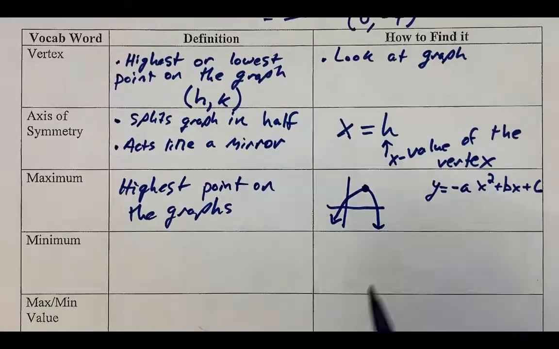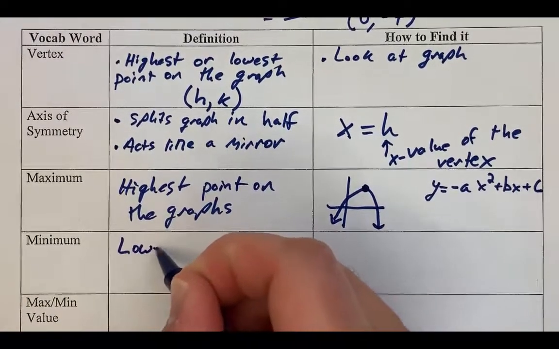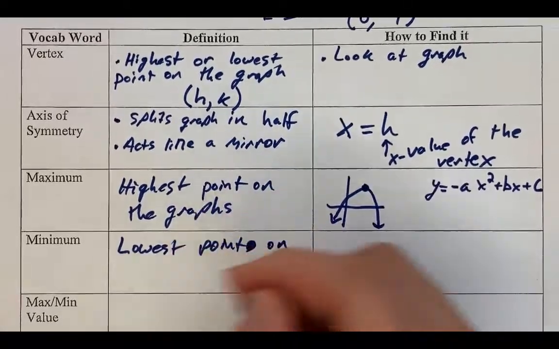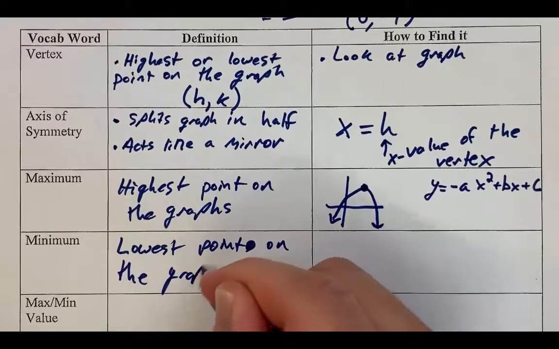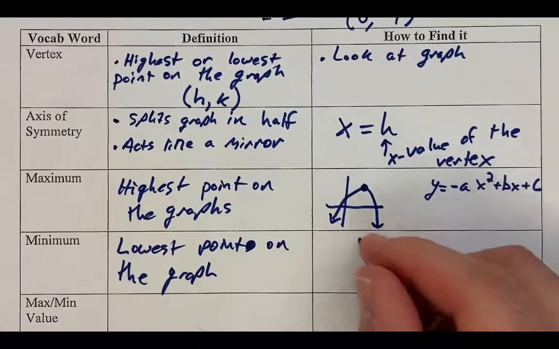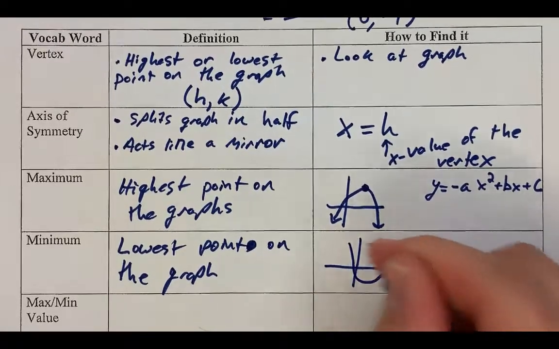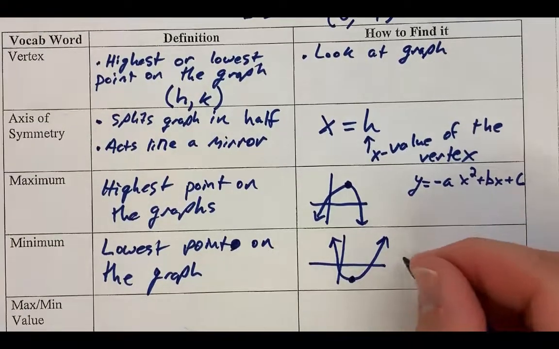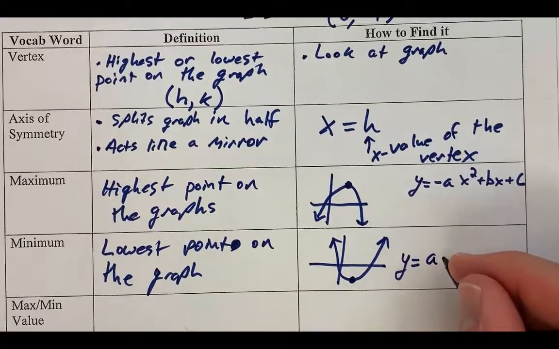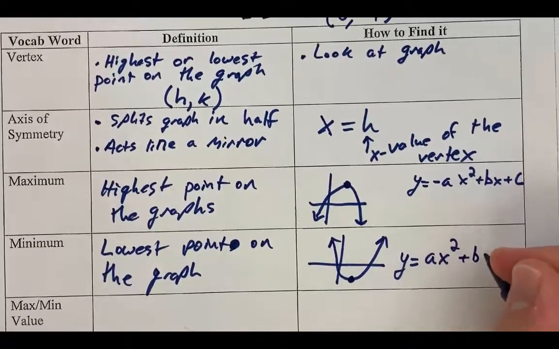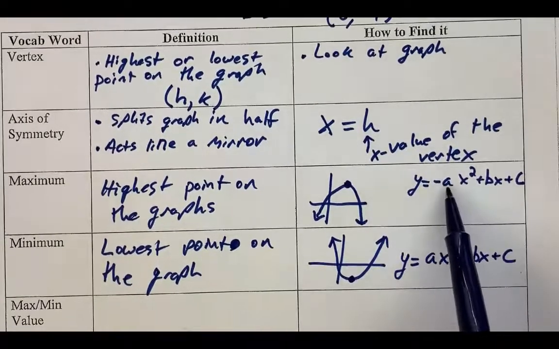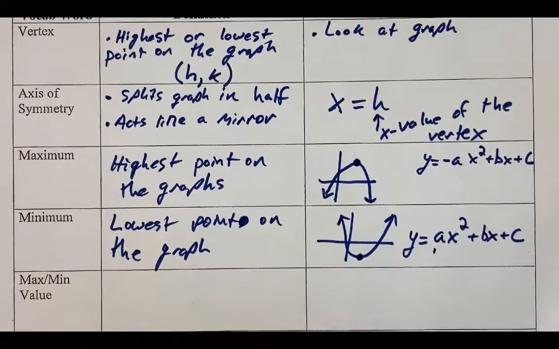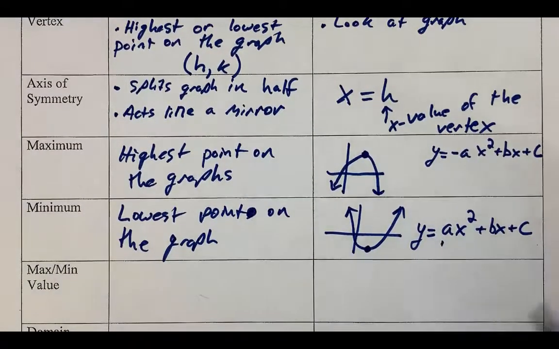A minimum is just the lowest point on the graph. And here's a little sketch. This has a minimum, so there's a low point on the parabola, and that equation will have a positive in front of it. So notice that if it's negative in front, it will open down, and if it's positive in front, right here, it will open up.